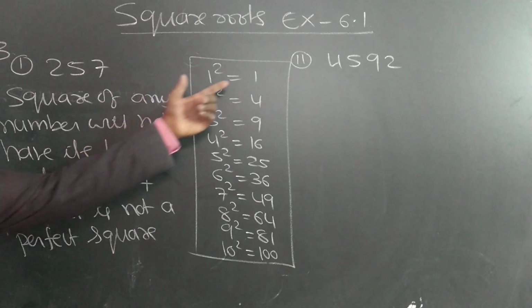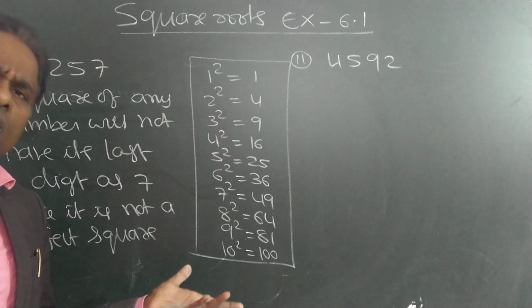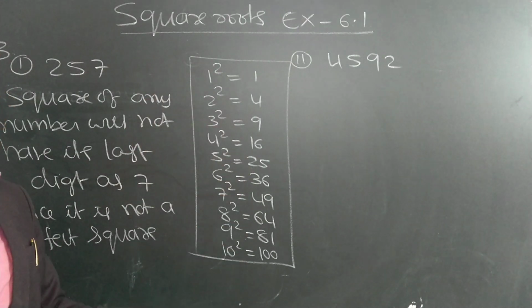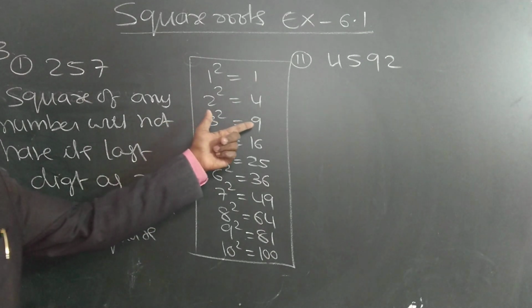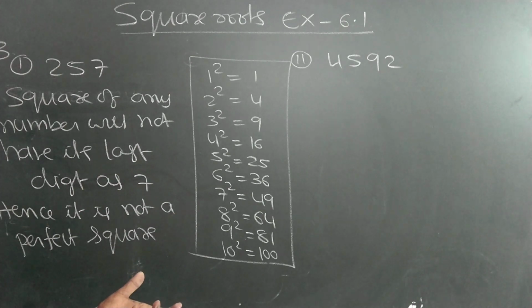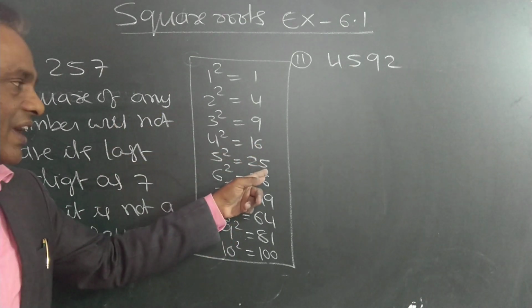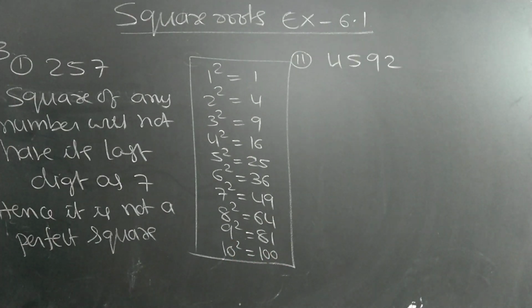If the last digit is 1, there is a possibility that it may be a perfect square. If the last digit is 4, it may be a perfect square. But it is not that last digit 4 means compulsorily a perfect square. It is not like that. But there is a possibility. Last digit 9, there is a possibility. Last digit 6, a possibility. Last digit 5, possibility. Last digit two zeros, it will be a square number.